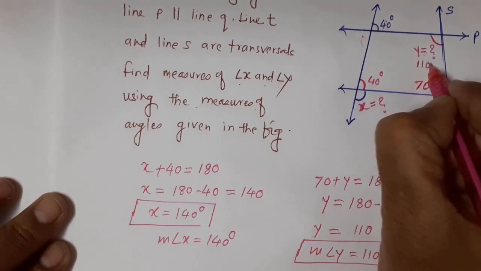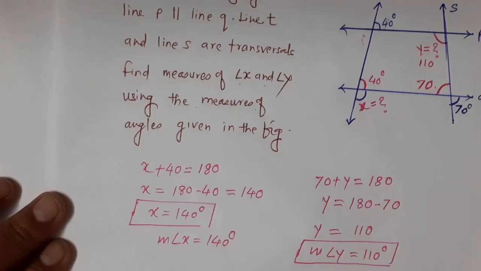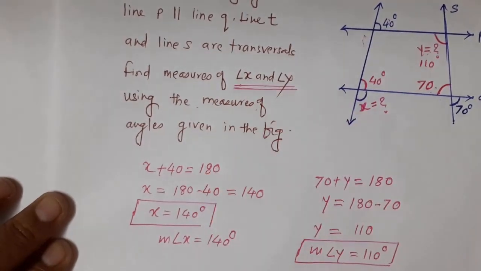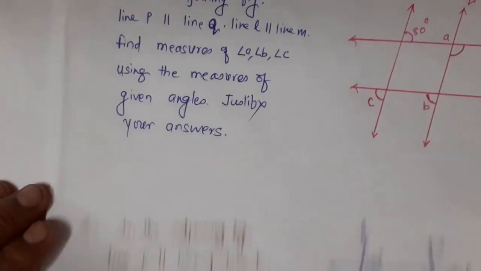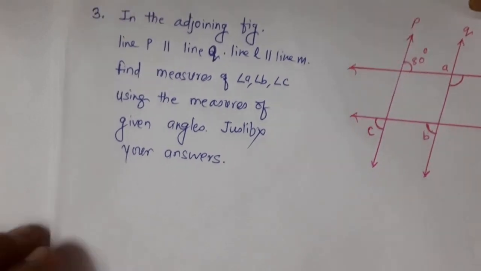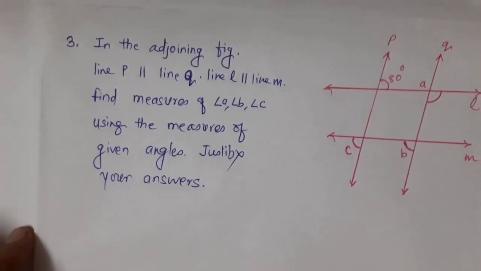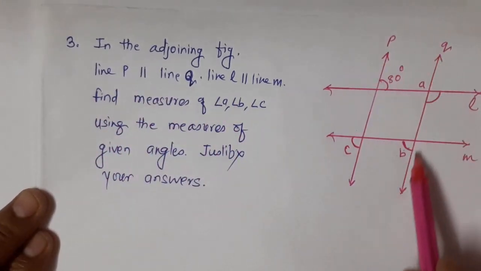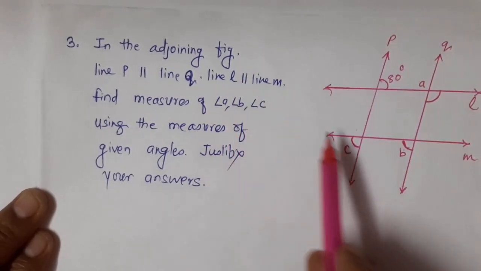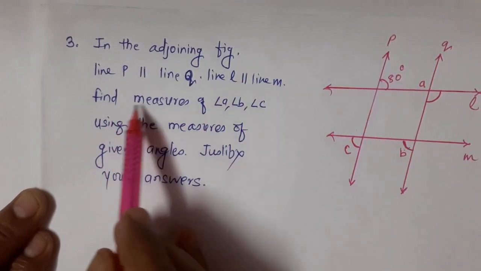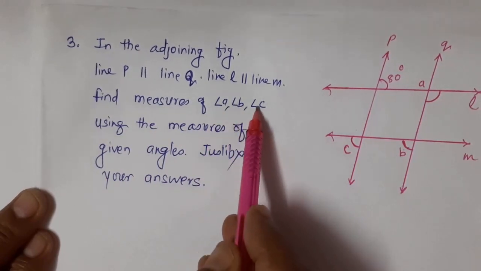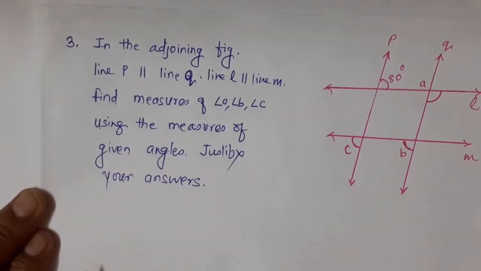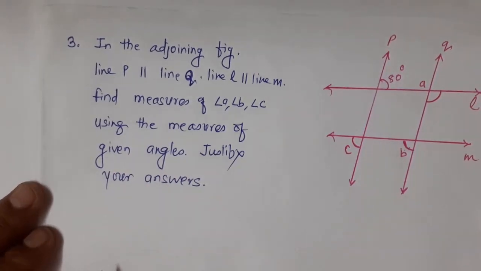Now what is the next thing we have to find out? You only have to find two measures, the measure of angle x and the measure of angle y. So next we have to solve the third example. In the adjoining figure, line P is parallel to line Q, and line L is parallel to line M. Find the measures of angles A, B, C using the given angles, and justify your answer.